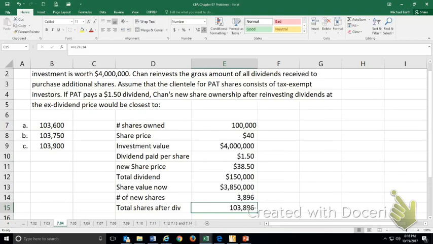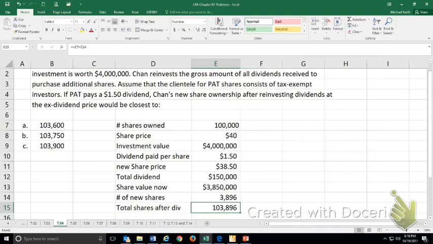Generally, companies do not give you fractional shares. They would simply cut you a check for the difference. So now she'll have about 103,896 shares, and the answer that's closest to that is 103,900. So we round to the nearest 100. That would be the answer to Sophie's dilemma here.